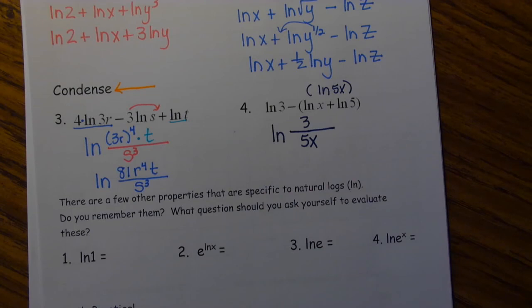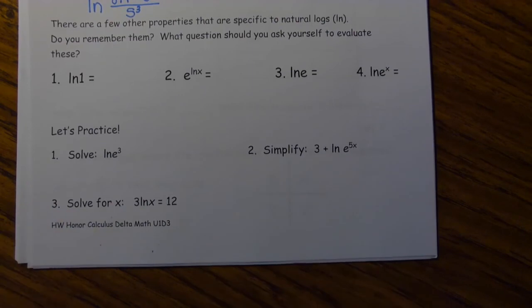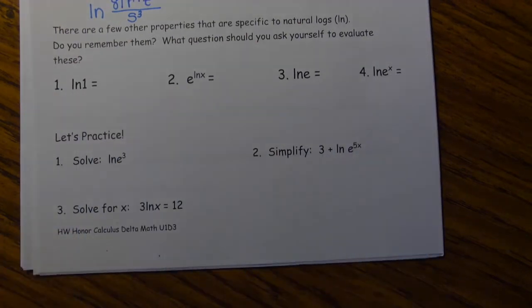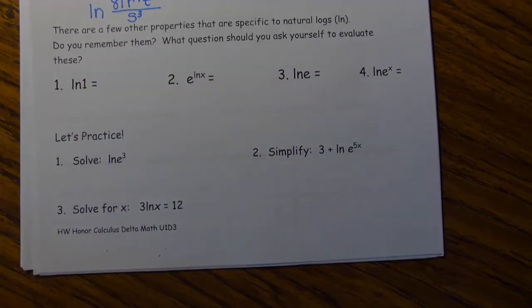Everybody comfortable with these? All right, the last thing. There are a few other properties that we need to know. Let's see if you remember them. When you see things that look like this, I need you to know what the answer is without blinking. So let's make sure you know what it's asking. What is this asking? What does ln 1 mean?